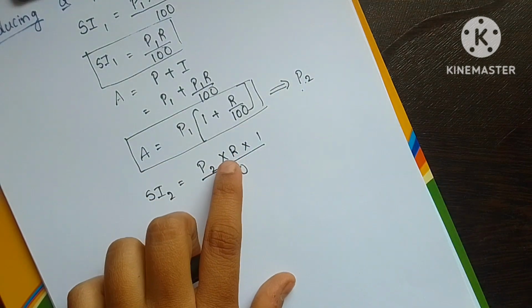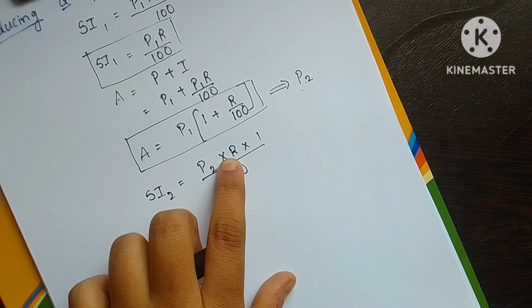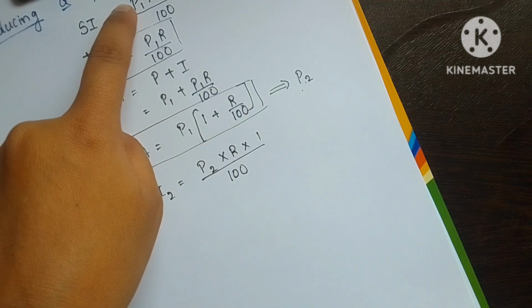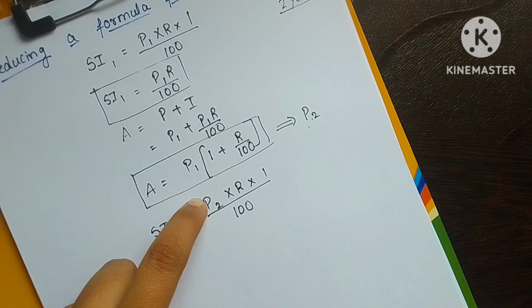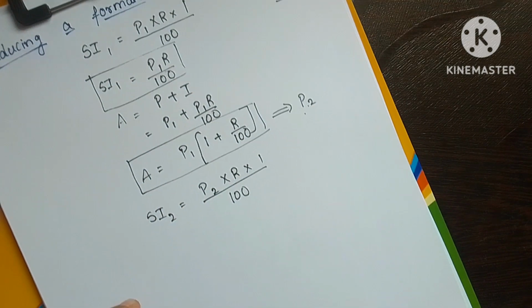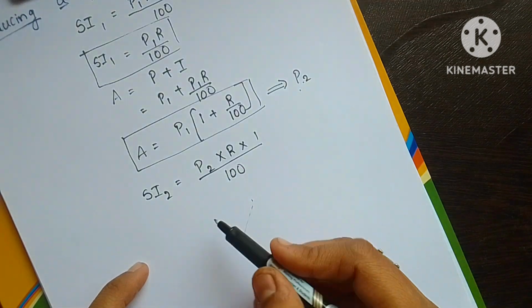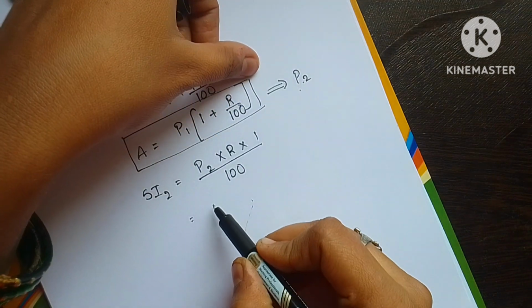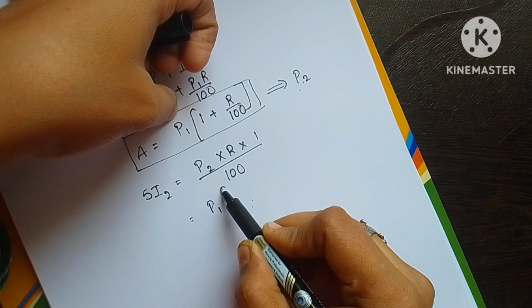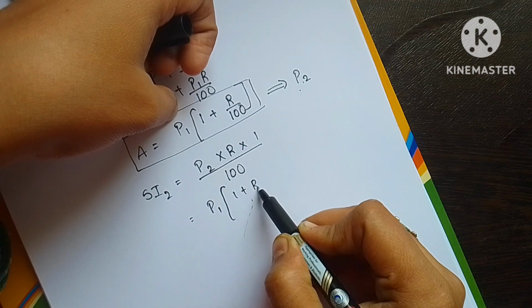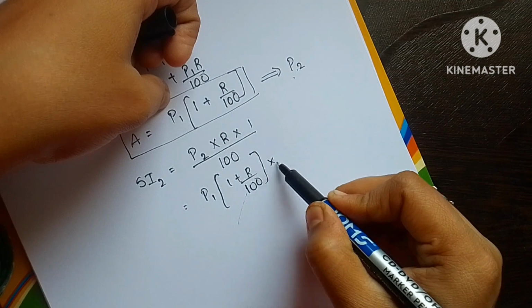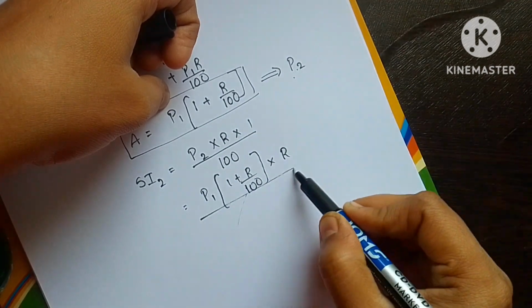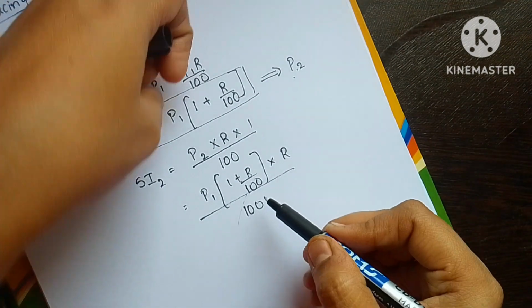Here I have written R2. Why? Because the rate of interest is the same for every year. But P1 is different in the first year, and P2 is different in the next year. So next, P2 R by 100. Now we know that P2 is P1 into 1 plus R by 100, into R by 100.